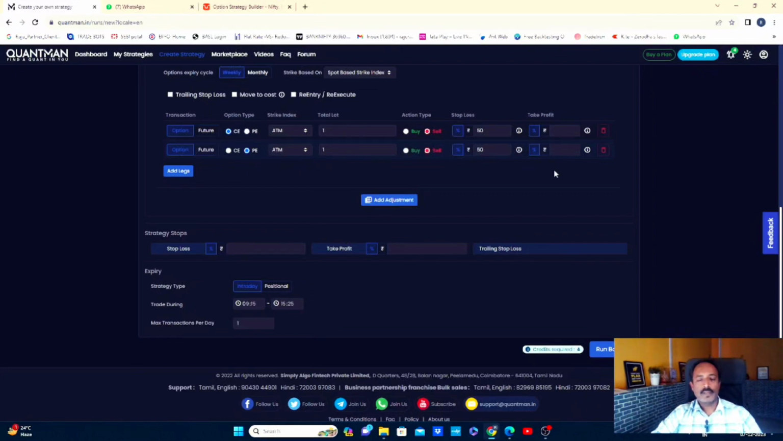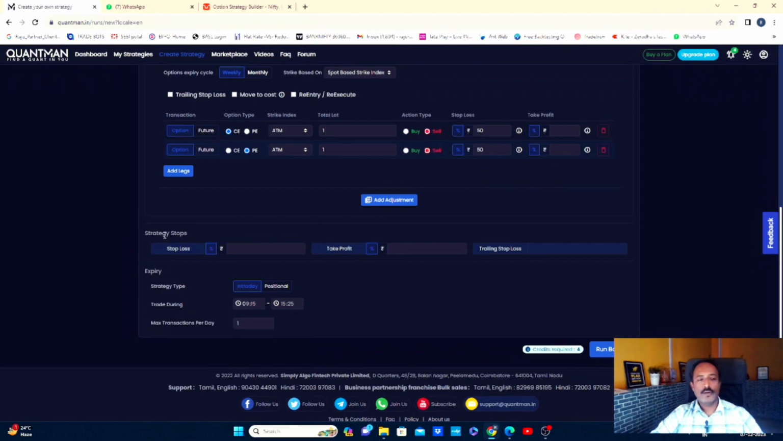Okay, there are a lot of adjustments you can do here. You can add the adjustments and move the straddle. It is not required. So let's do it in a plain straddle, understand the statistics, then we can look at the changes we can make as per the backtested results.